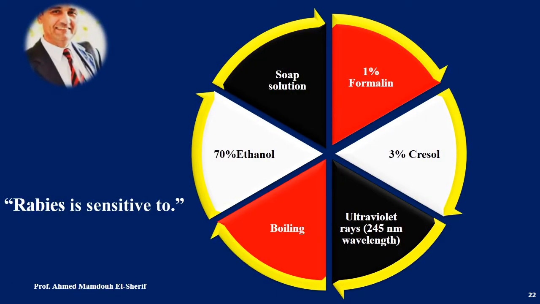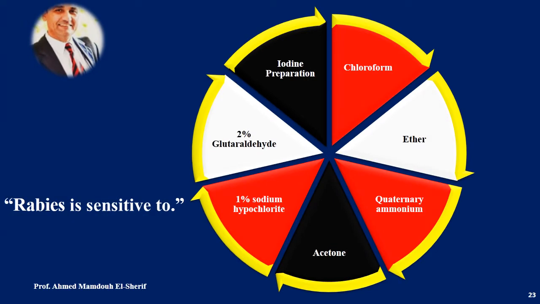Rabies virus is sensitive to 1% formalin, 3% cresol, ultraviolet rays with 245 nanometer wavelength, boiling, 70% ethanol, and soap solution. Rabies virus is also sensitive to chloroform solution, ether, quaternary ammonium, acetone, 1% sodium hypochlorite, 2% glutaraldehyde, and iodine preparations.